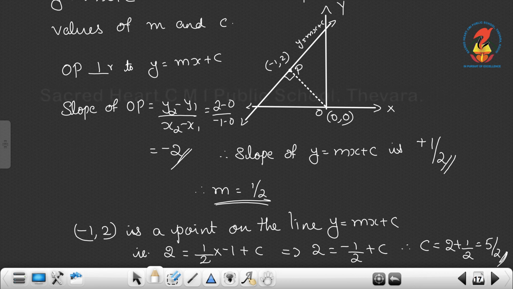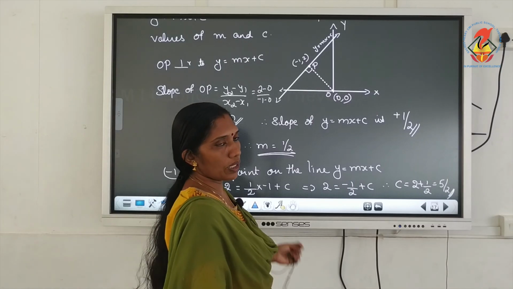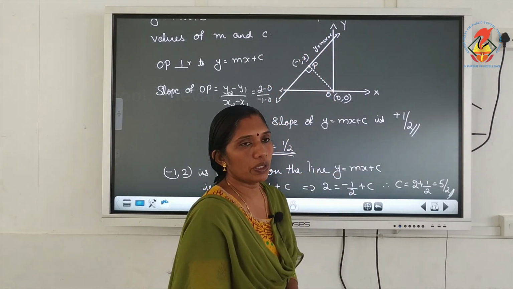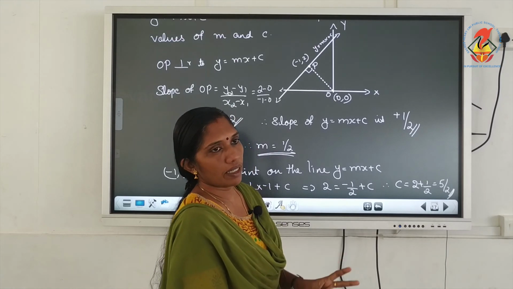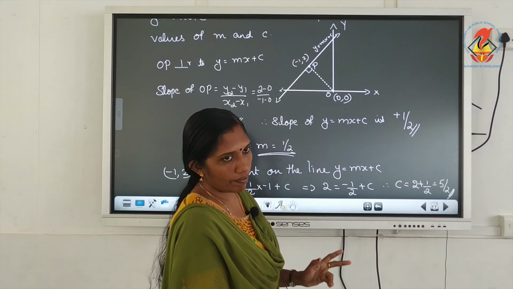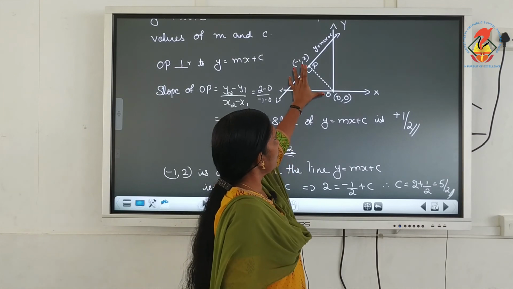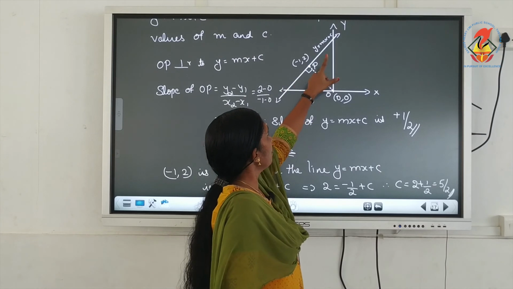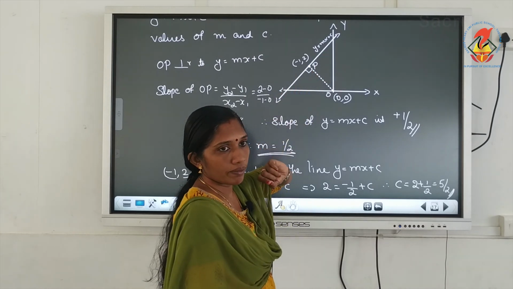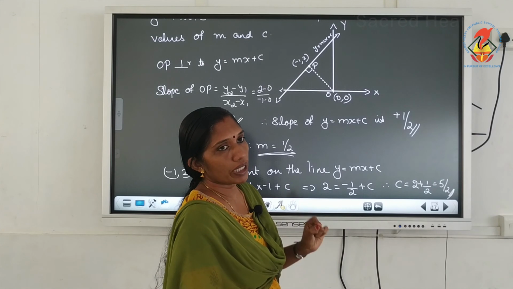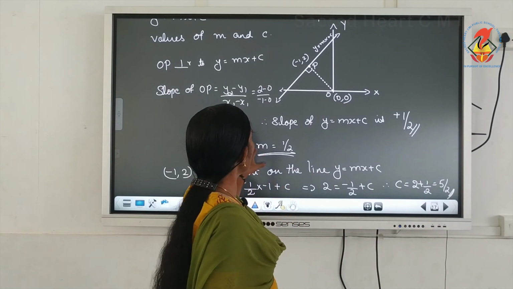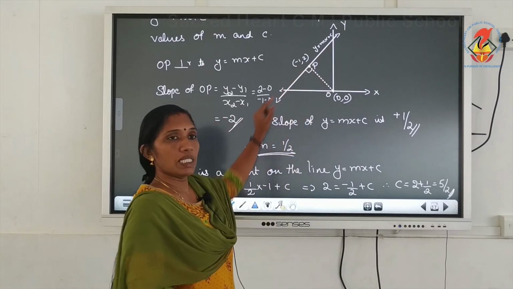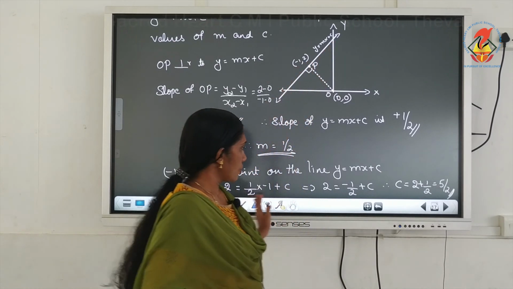So, from the origin to the line there is a perpendicular, meeting the line at minus 1, 2. The line is in the form y is equal to mx plus c. So m and c are the unknowns we have to find. First we found the slope of OP, then the slope of OP and the slope of the line satisfy the relation m1 m2 is equal to minus 1. So from that m is 1 by 2. Then minus 1, 2 is a point on this line, which means we can substitute for x and y. So from that we get c.